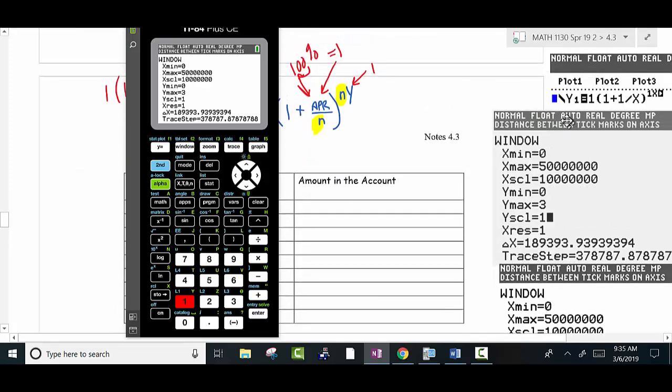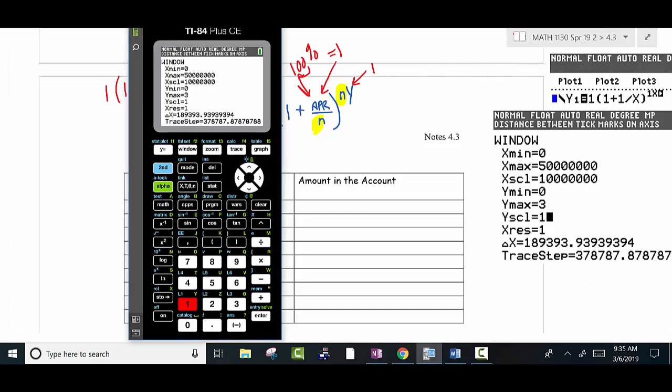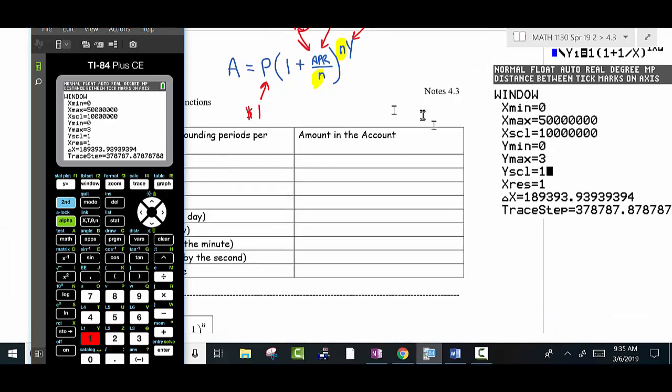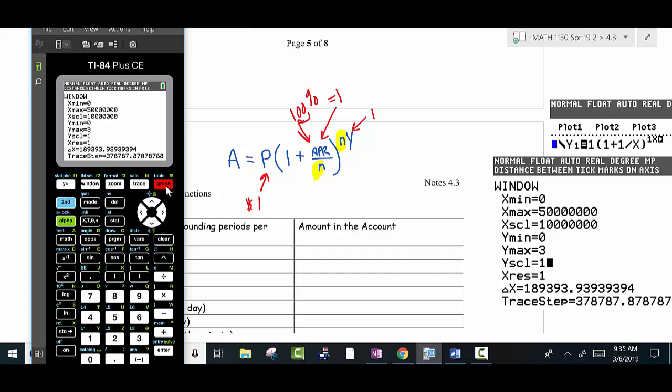There's your viewing window, like that. Now what we're going to do is trace on this, just to get this done quickly and efficiently so you don't have to worry about that. So you want to go ahead and graph. If you got your window set up, it'll just look like a straight line. It's not a straight line, it's a curve, and it's an exponential function of some sort.